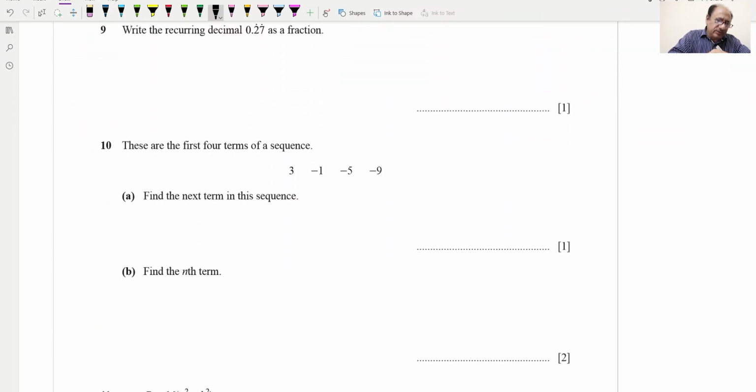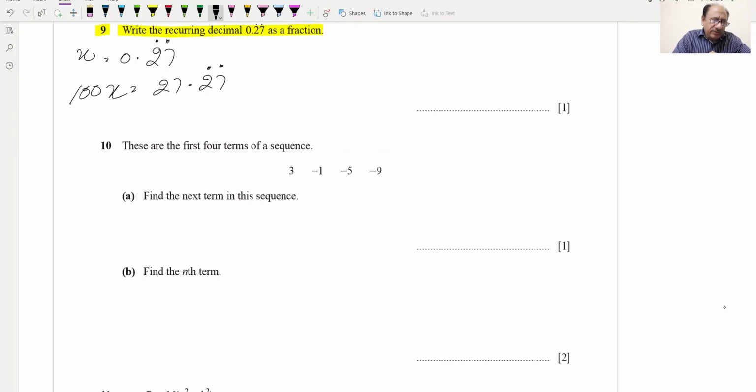Now question number 9 says write the recurring decimal 0.27 recurring as a fraction. So what we can do, we can write x is equal to 0.2727 recurring. This is basically the strategy for all recurring questions. You can do it easily like this. So we have to shift this after the recurring portion, and we can rewrite it like this also. So recurring portion, we can move one step further. So 100x will be equal to 27.27. This is the recurring portion, and this was our original x.